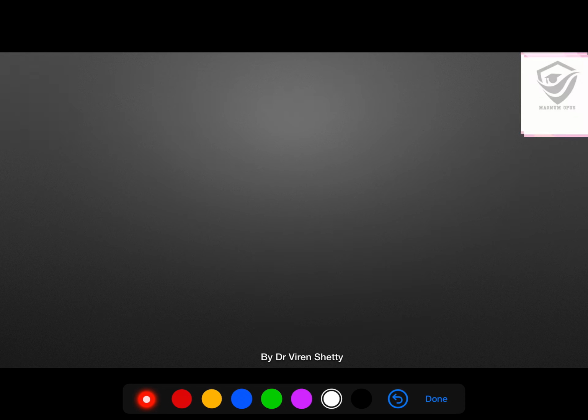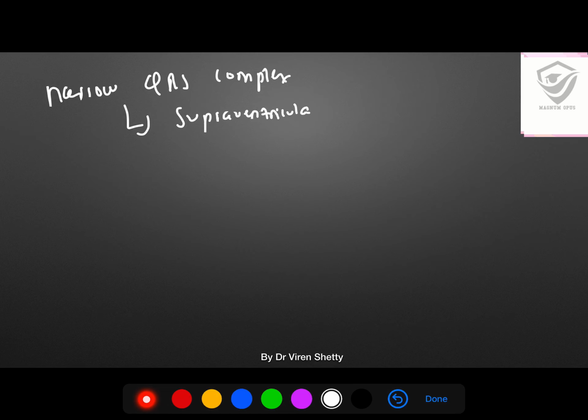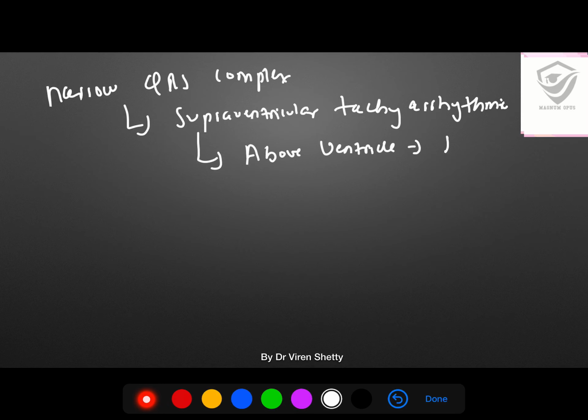Now we'll talk about conditions that have a narrow QRS complex. These conditions are given an umbrella term called supraventricular tachyarrhythmia. What is the meaning of supraventricular? It means it is coming from above the ventricle, and what is present above the ventricle? It is the atria and the AV node. That is the origin of this tachyarrhythmia.